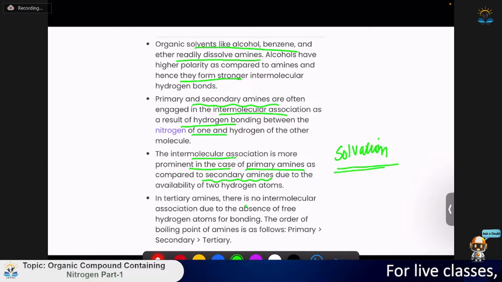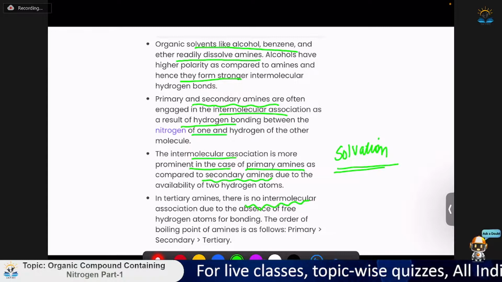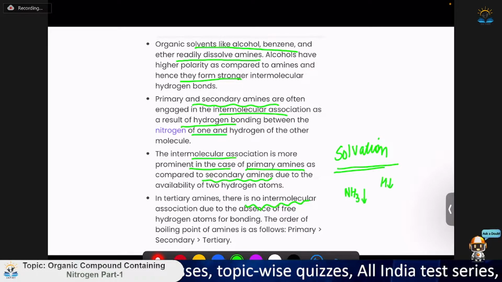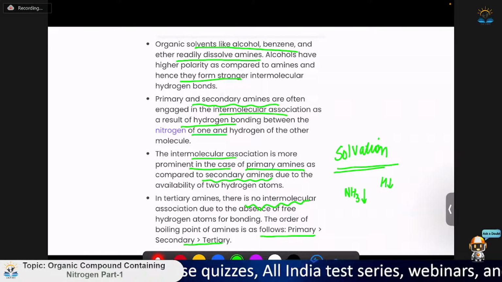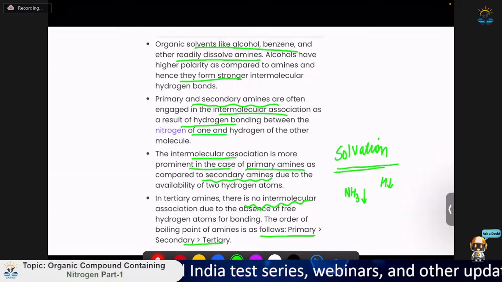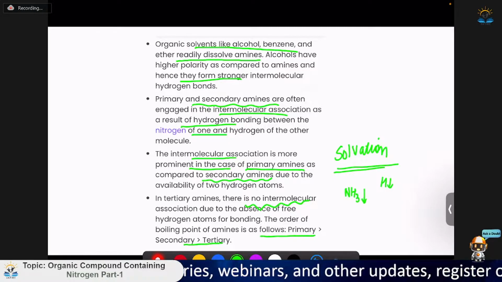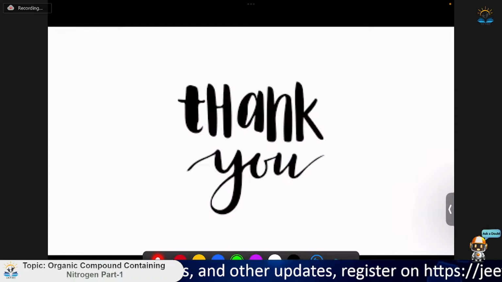And in tertiary amines, there is no intermolecular association. Of course, the boiling point order is primary, secondary, and tertiary. The order of boiling point will depend on the molecular interactions itself. So this will be the order. We'll study this in detail in the next lecture. We'll study about diazonium salts also in the next chapter, in the next lecture.